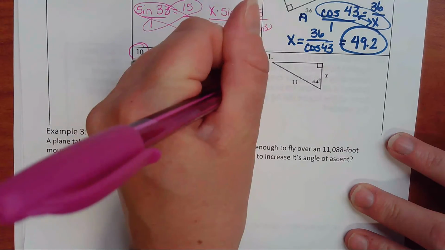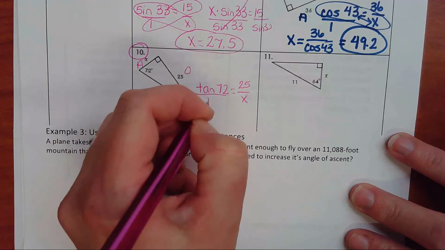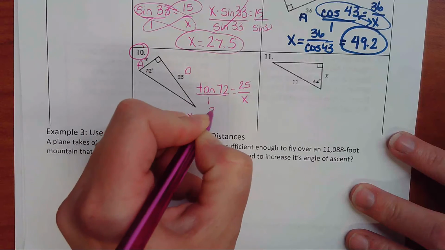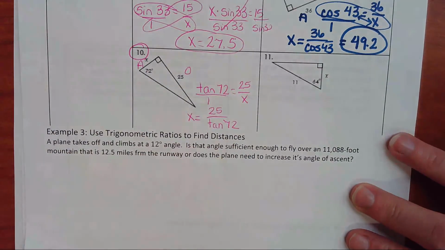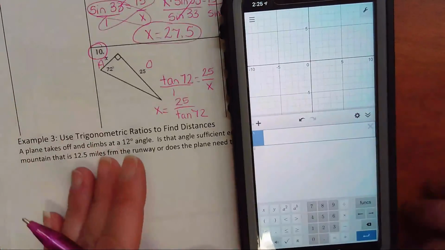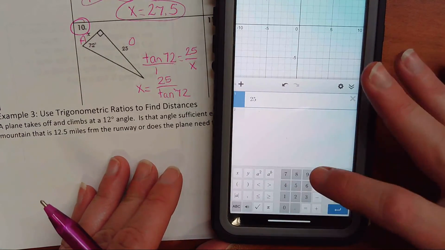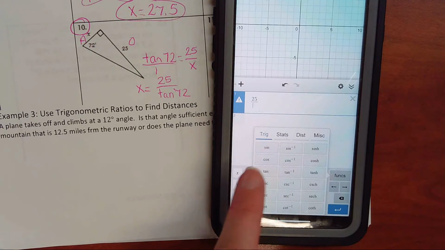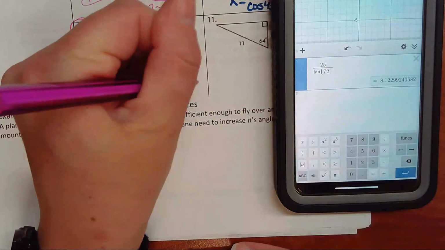So 25 over X. See how the X is in the denominator? So I'm going to have these two flip-flop spots. And X is going to equal 25 divided by the tangent of 72. So now that's all I plug into my calculator. And you should get more familiar with these. And this is probably the most important thing that we're going to be going over with you guys this year. This will carry over into other classes. Tan 72, and you get 8.1.